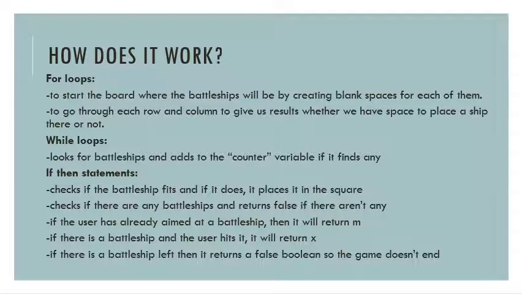How does it work? So for this project, I used for loops to start the board where the battleship will be by creating blank spaces for each of them. I also used it to go through each row and column to give us results whether we have space to place a ship there or not. I used while loops, which helped me to look for battleships and adds to the counter variable if it finds any. So if it goes through every row and every column and it finds a battleship, then it will add one to the counter. And this helps us to determine whether we end the game or not.